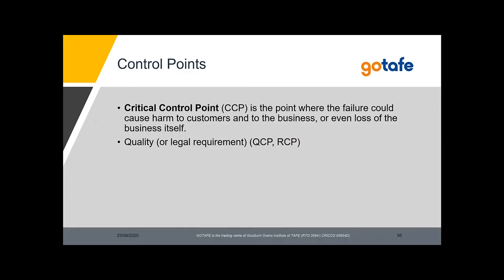So the next section will be the control points, and there could be different control points. We have discussed the critical control points, what they are, and we also have quality control points and regulatory control points. Before we go in further, let's have a 10 minute break, and then we come back to discuss the control points and how we use the decision tree to decide which step is a critical control point or not. Okay, so let's have a 10 minute break, please.